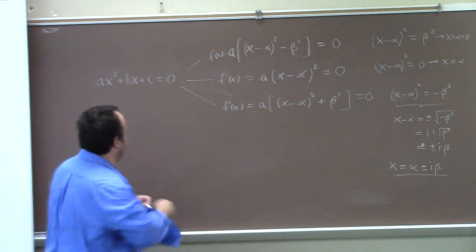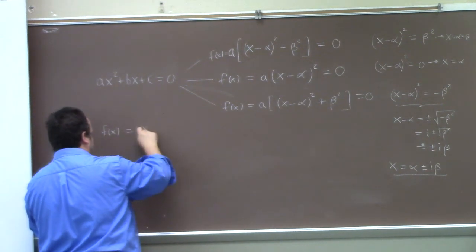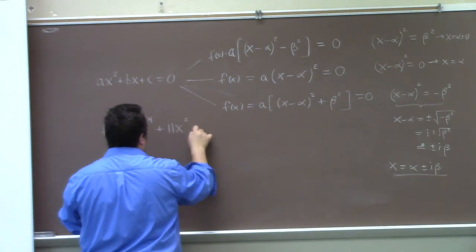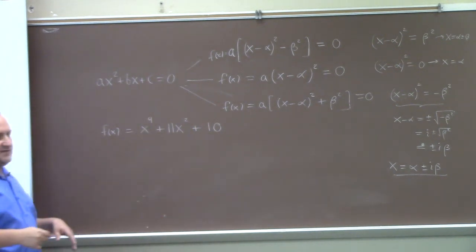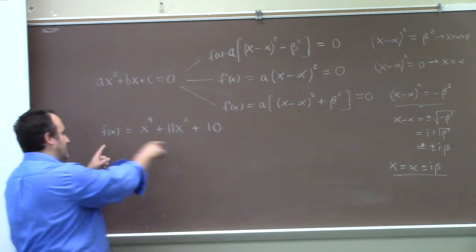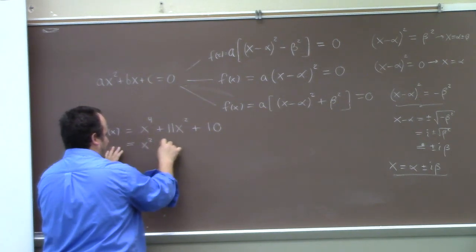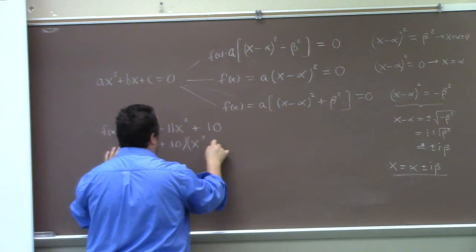So if we had something like this, now I have left the world of the quadratic, right? So how would you factor this completely? This is a quartic, right? So tilt your head and squint, and you can say, that's x squared plus 10 times x squared plus 1, right?